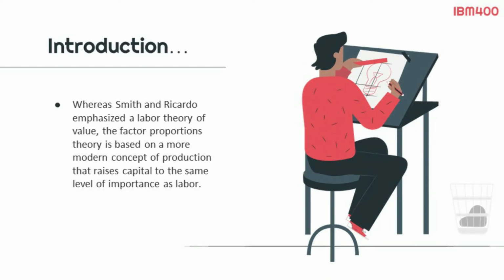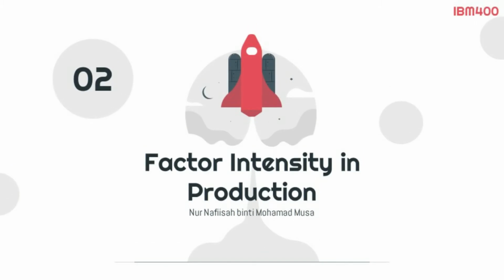Whereas Smith and Ricardo emphasize a labor theory of value, the factor proportion theory is based on a more modern concept of production that raises capital to the same level of importance as labor. And then we go to factor number 1, which is factor intensity in production.